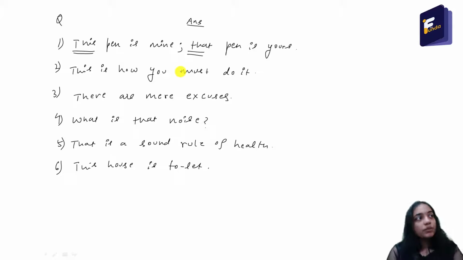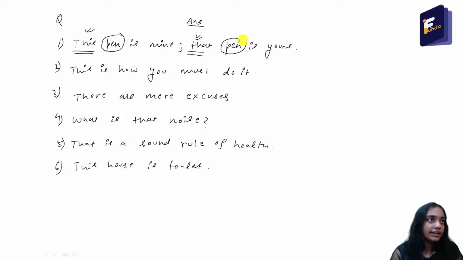For that, first let us think about the definition of an adjective. An adjective is something that describes a noun. In this case, the words this and that are describing the noun, that is pen. This pen, that pen, or red pen, orange pen. All these words are describing the word pen. So here the words this and that are demonstrative adjectives, not demonstrative pronouns.